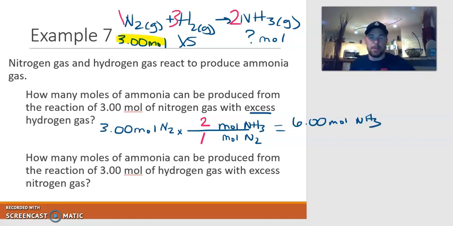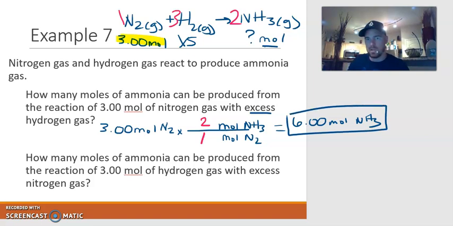And then the final step, so step 1 was to convert to moles, which was already in moles. Step 2 was to use the mole ratio, which we did here. Step 3 is convert to the desired unit. What does the problem want you to solve in? Well, it wants it in moles, right? So we actually have our answer right there. It is 6.00 moles of ammonia. Now let's look at the second problem. So the second problem, I'm going to actually erase this up here.